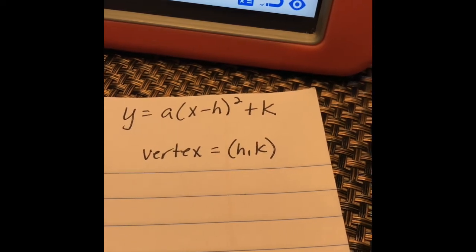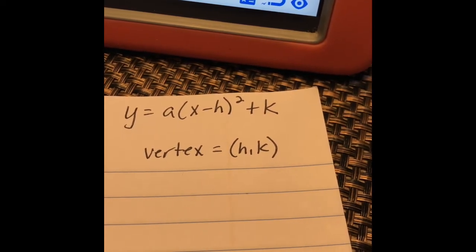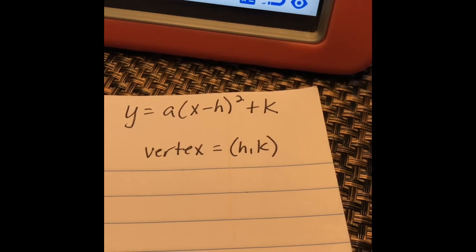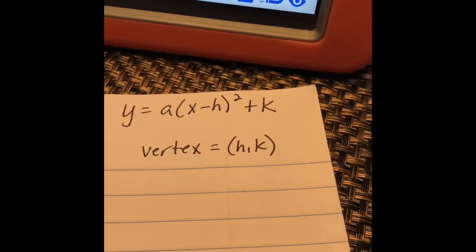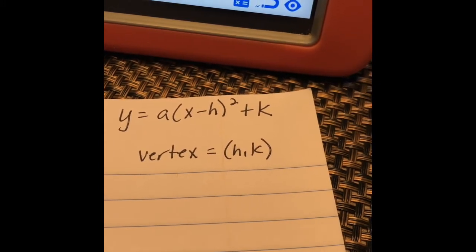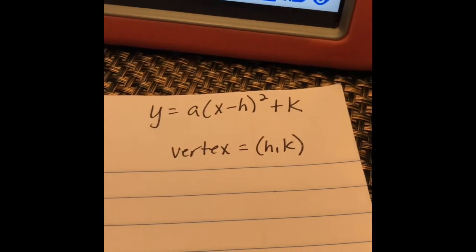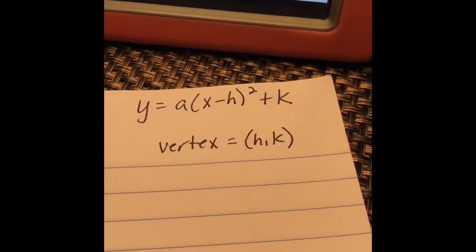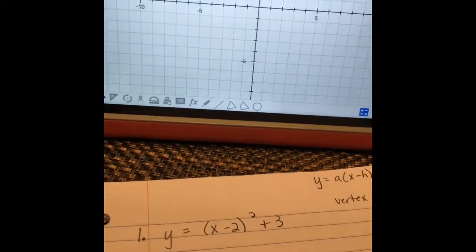I think h is that horizontal movement. It moves my parabola left or right. And then at the end, the plus k, that's what moves my parabola up or down. So looking at that format, my vertex would be (h, k). So the vertex is really the most important part of your parabola that you need to figure out first.